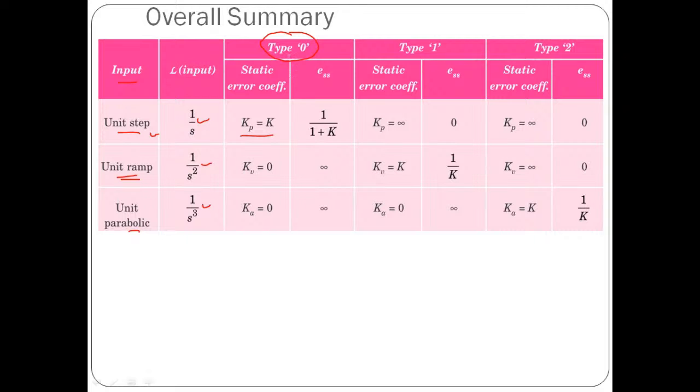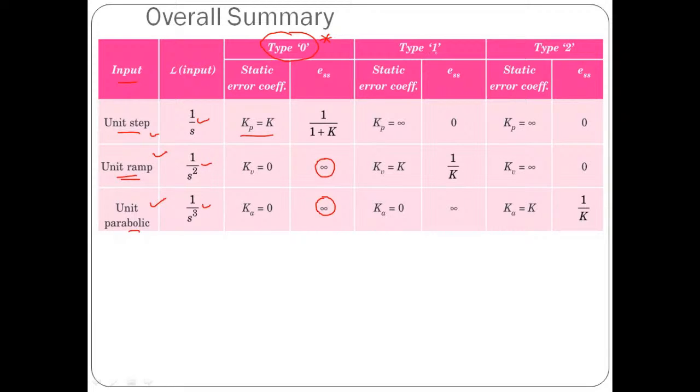But the moment you apply unit ramp or unit parabolic input to type 0, the value of steady state error is infinite, which is undesirable. So we can conclude that type 0 systems are not designed to work for unit ramp or unit parabolic. That is important, because the moment you take unit ramp or unit parabolic as an excitation for type 0 system, the value of steady state error is going to be very large.